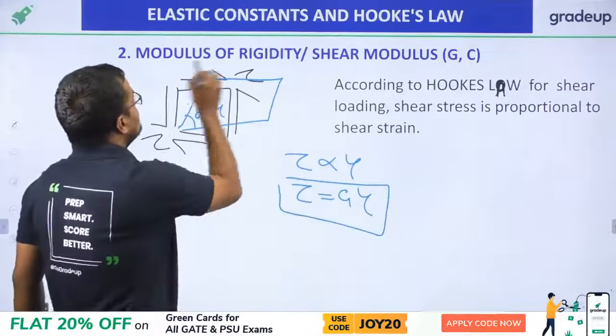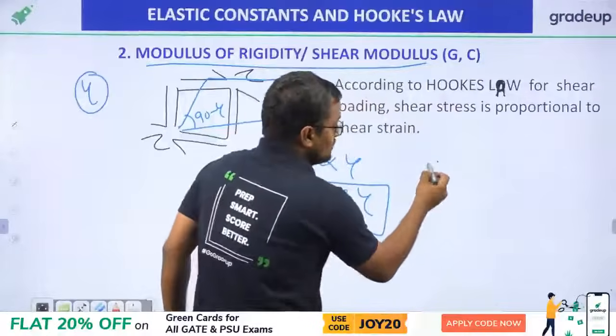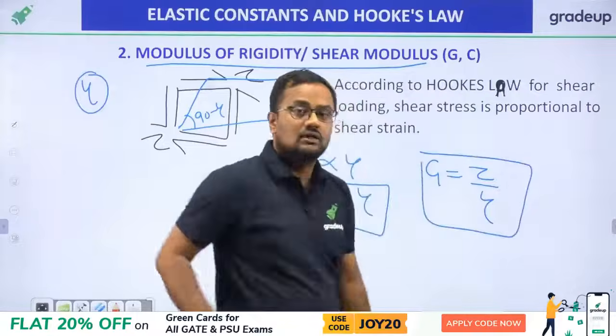G is what, my friends? G is the modulus of rigidity or shear modulus. So G is equal to shear stress by shear strain. So, my friends, it's simple.